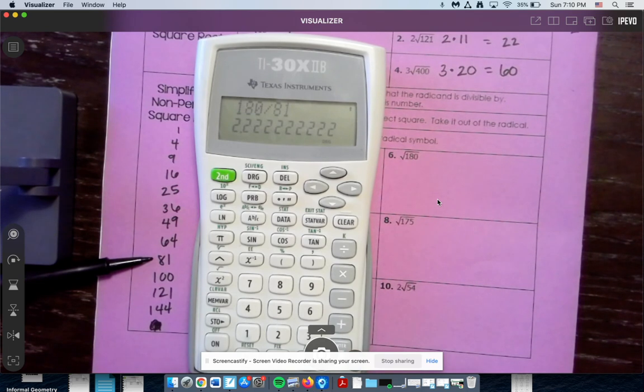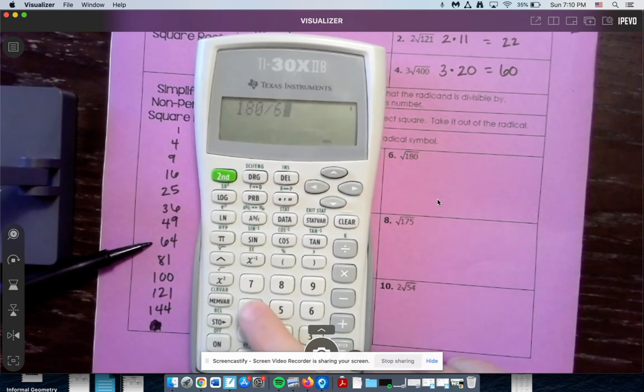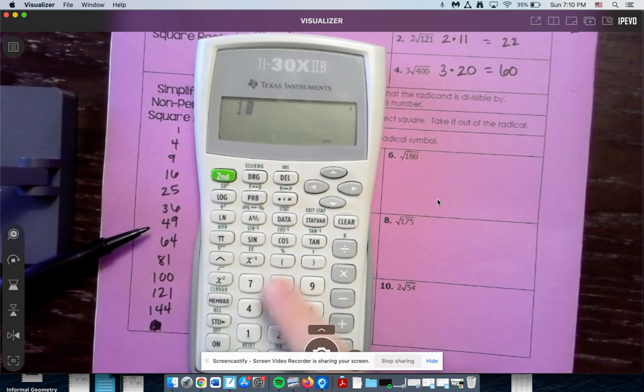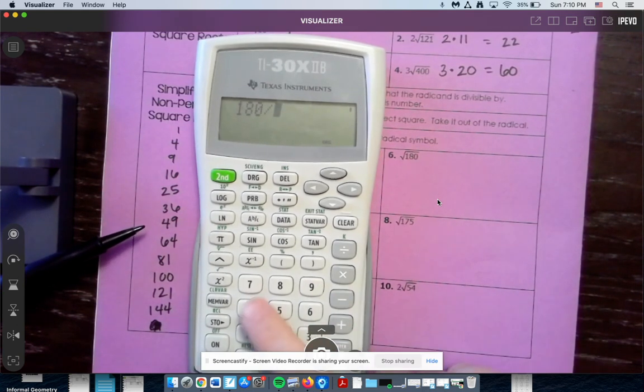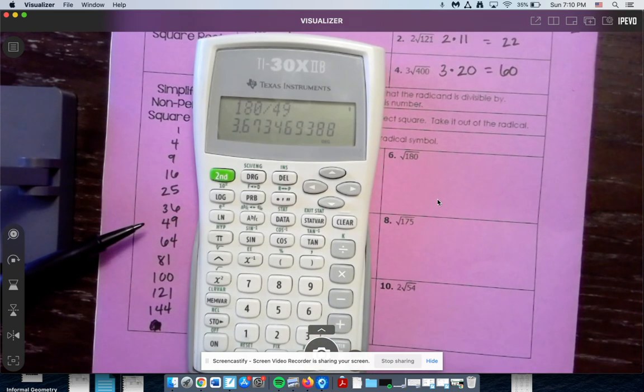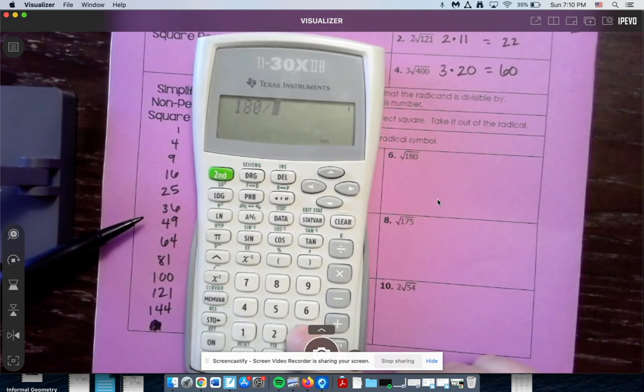Nope, I got a decimal. Now I'm going to try 64. So 180 divided by 64. Still got a decimal. Try 49. Do you guys see I'm just going straight down the line? Nope, still didn't work. Trying 36. Hey, I got a whole number.